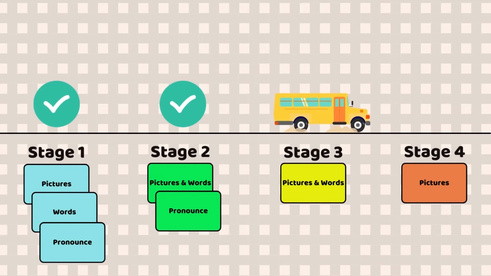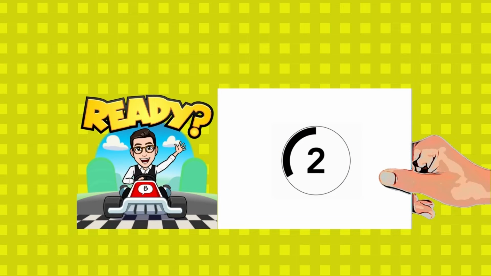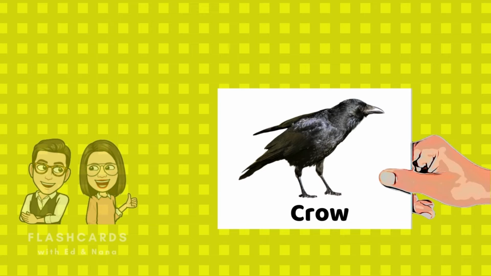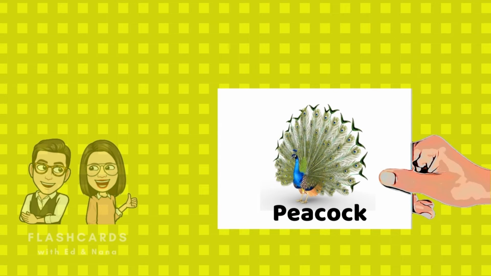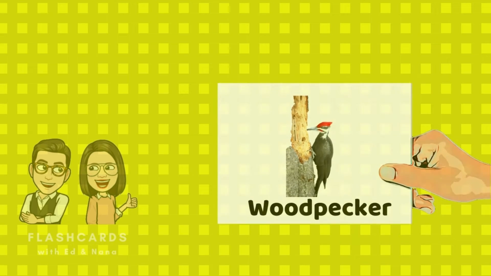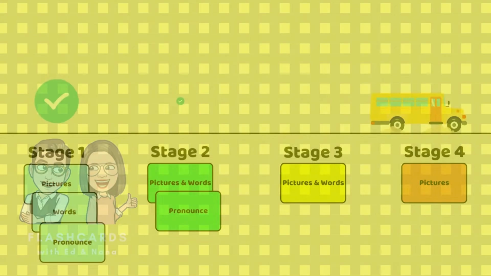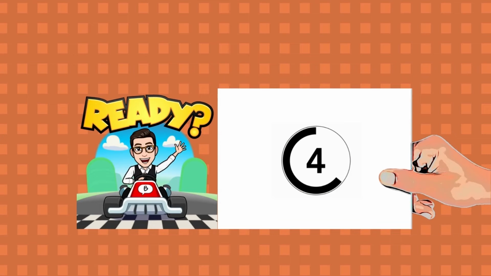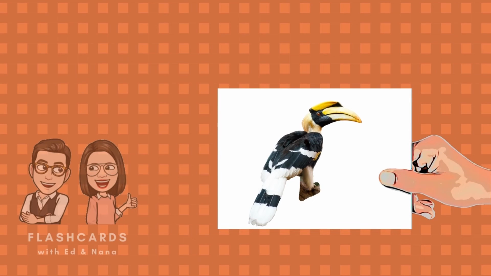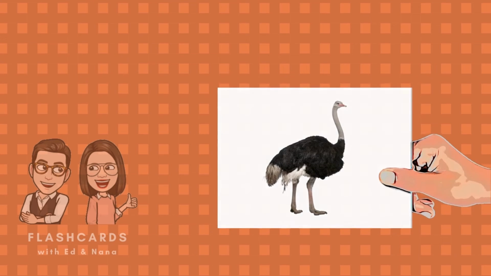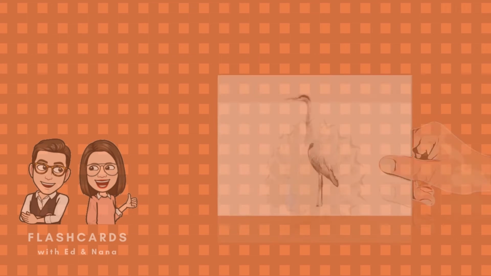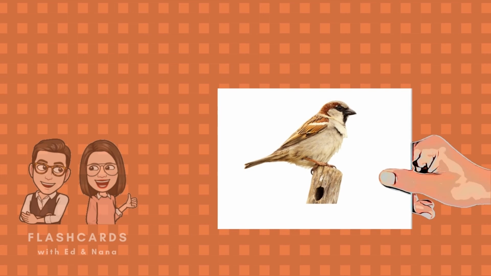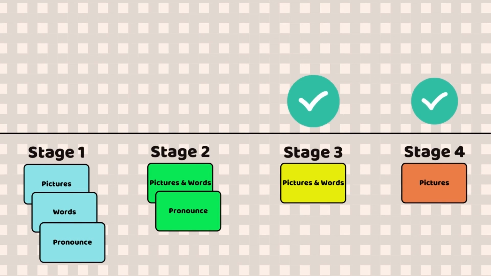In stage 3, try to read and pronounce the names. Good job, you have completed stage 3. Now in stage 4, try to recognize the bird and say its name. You have completed all the 4 stages in the lesson.